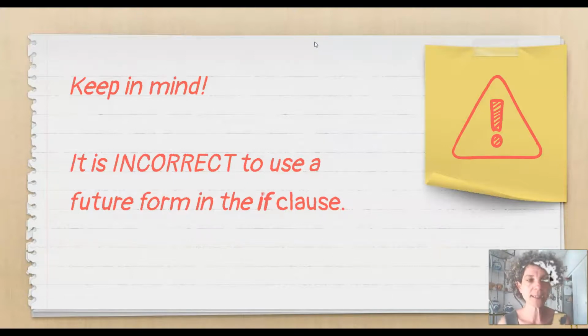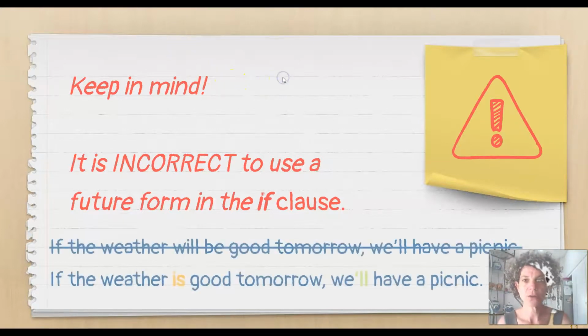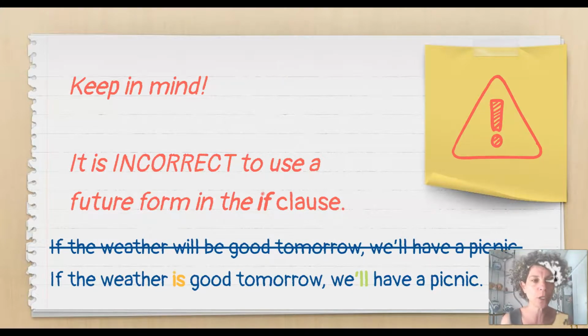Keep in mind, and this is something super important, and it is relevant for all four types of conditionals: it is incorrect to use a future form in the if clause. So I cannot say, "If the weather will be good tomorrow, we'll have a picnic." This is completely wrong in English. It is correct in Hebrew, but it is wrong in English. If the weather is good tomorrow, we will have a picnic.